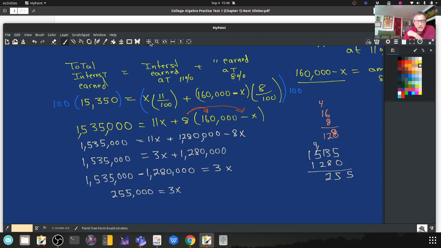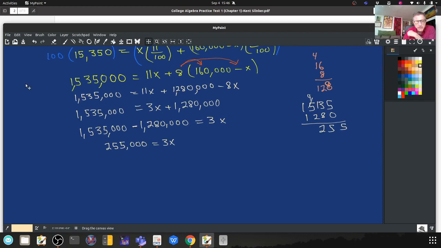So now you're really dying to get out your calculator, but don't. There is a divisibility by 3 test. Is this evenly divisible by 3? Well, the way we know is if we add up the digits, and if the addition of the digits results in a number that's evenly divisible by 3, then it's evenly divisible by 3. So 2 plus 5 plus 5 is 12.